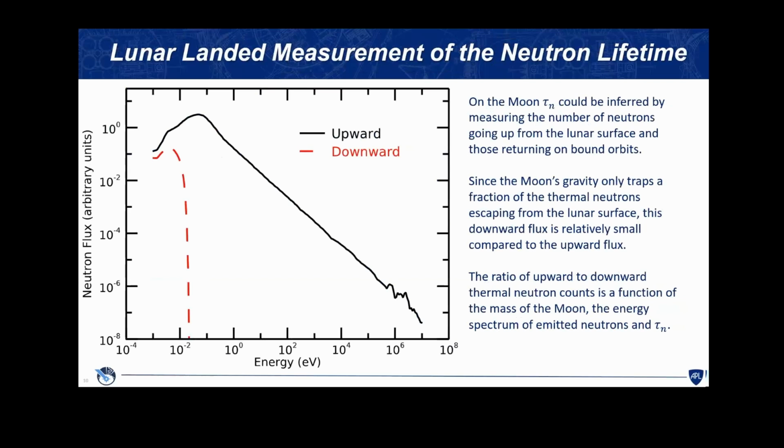So the principle behind a lunar landed measurement is that you would measure the upward going thermal neutron flux and compare that to the number of neutrons that return on bound orbits. For a neutron with a given momentum, the probability that it survives its round journey is a function only of the mass of the moon and the neutron, which is very well characterized.